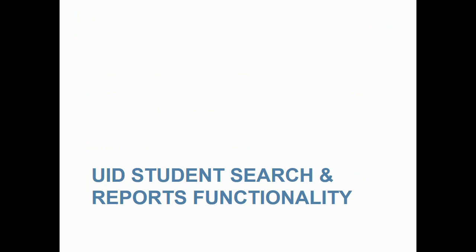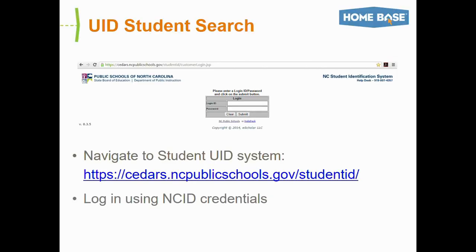Alright, so let's run through how to search for students in UID and then talk a little bit about the reporting functionality. When you're ready to search for a student in UID, the first thing you'll do is navigate to the UID web page. A link is listed there, and this is what you'll see when you make your way to that page. From here, you'll log in using your NCID credentials.